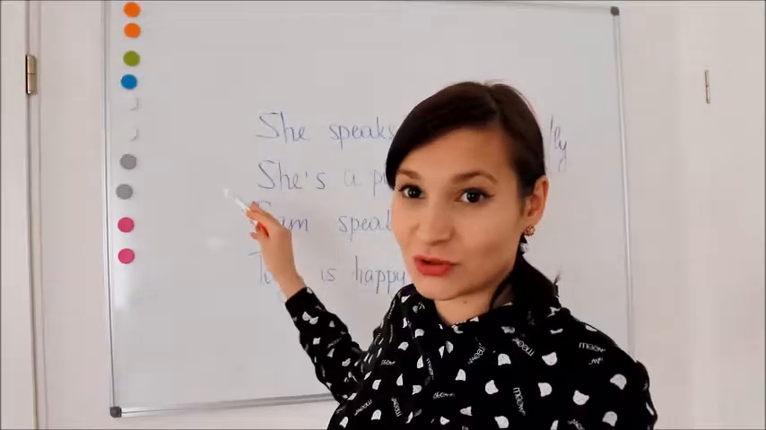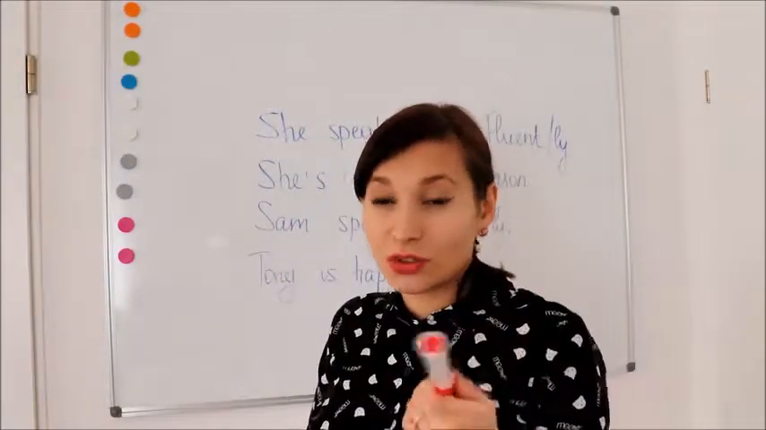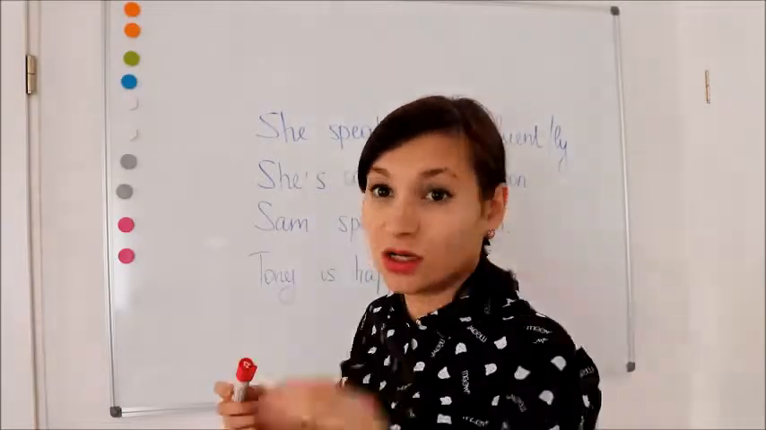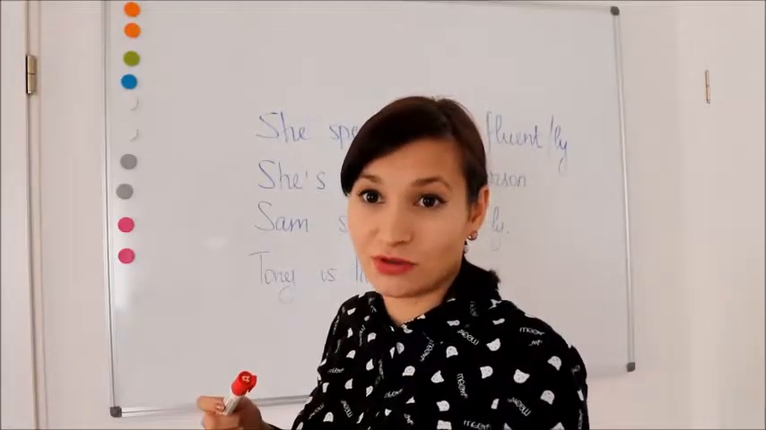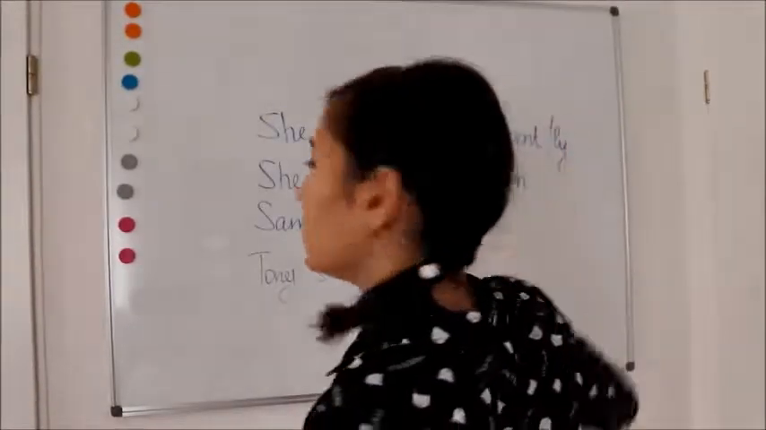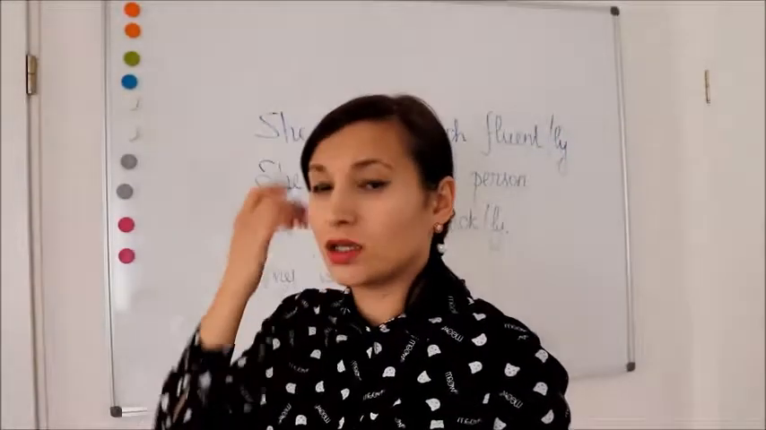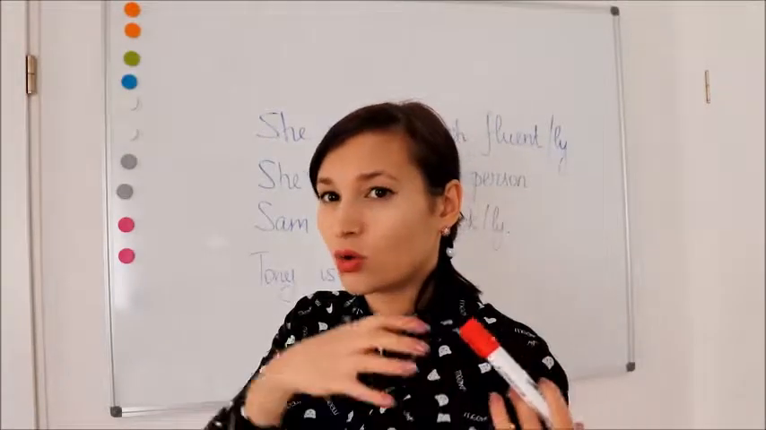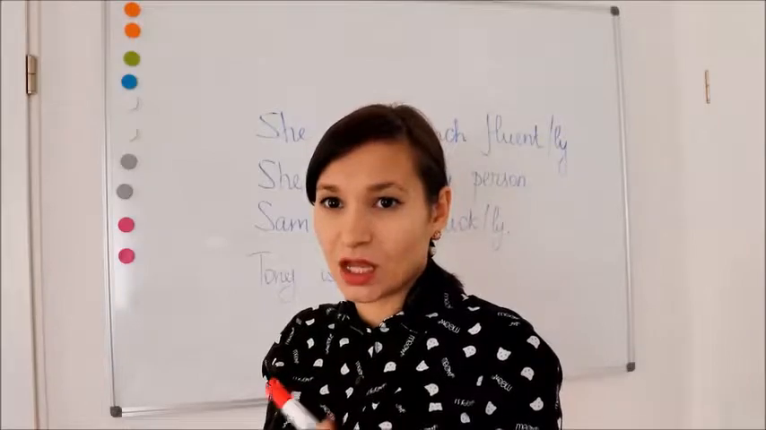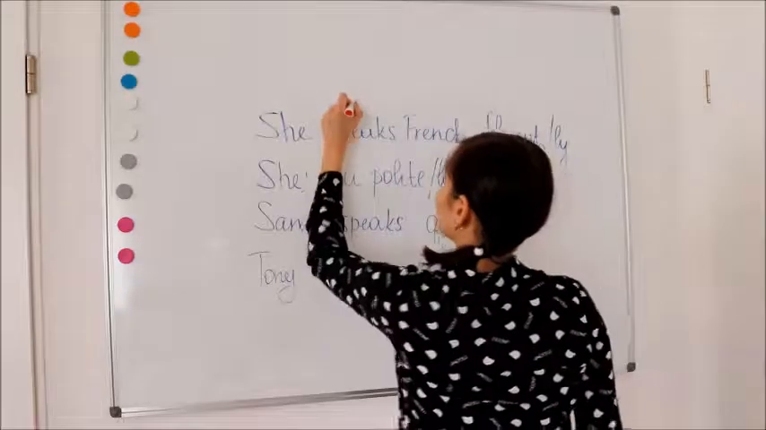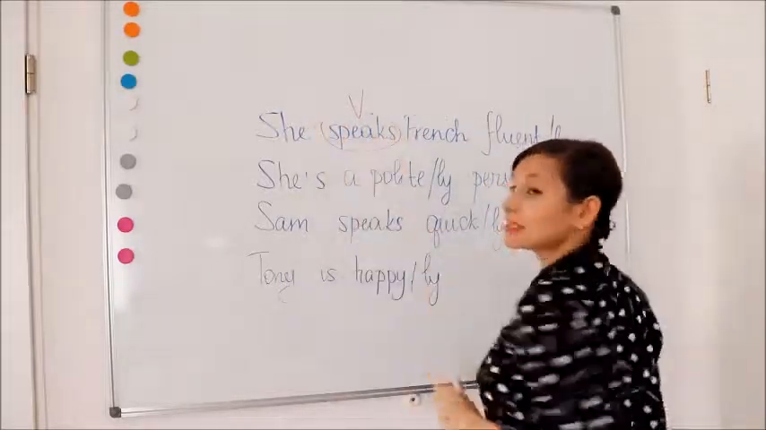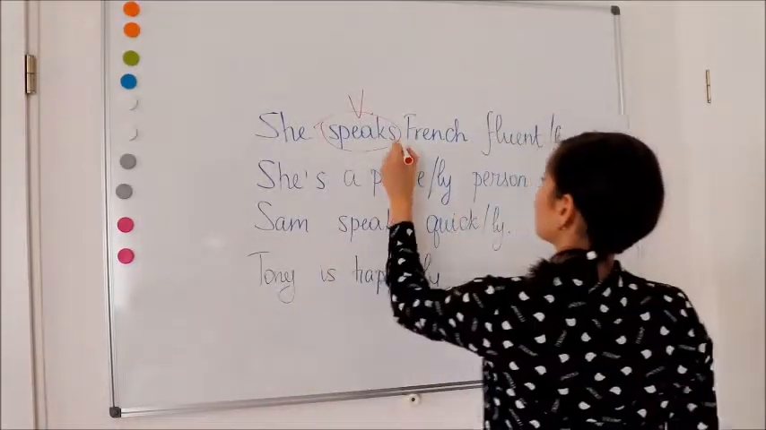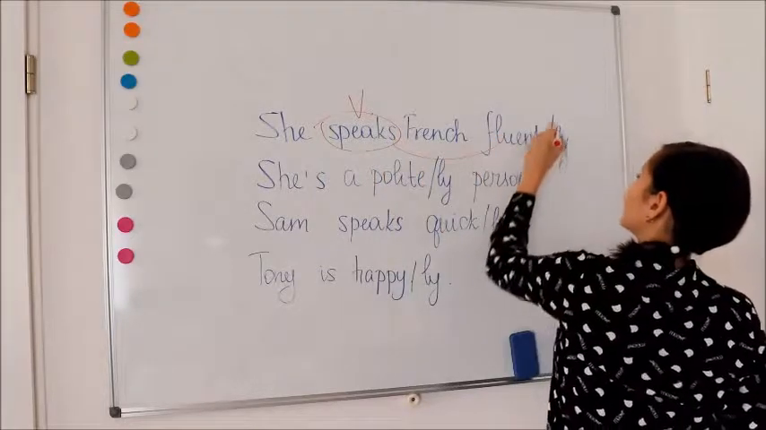Here are some sentences for you to practice. What you need to do here is to decide on what you need to use here, an adjective or an adverb. You can pause the video if you need some time to think. She speaks French fluent or fluently. What are we trying to describe? A person or the way she speaks? So here's the verb. She speaks, and I want to know how she speaks. So she speaks how? Fluently.